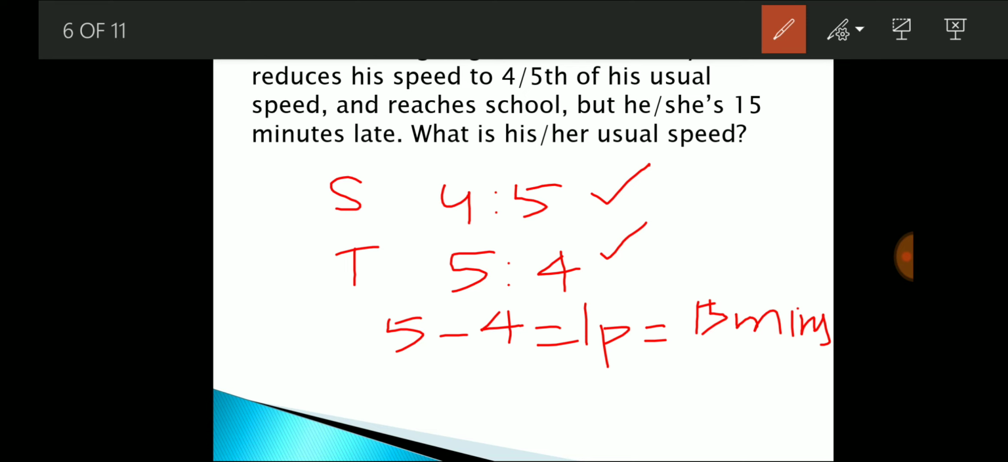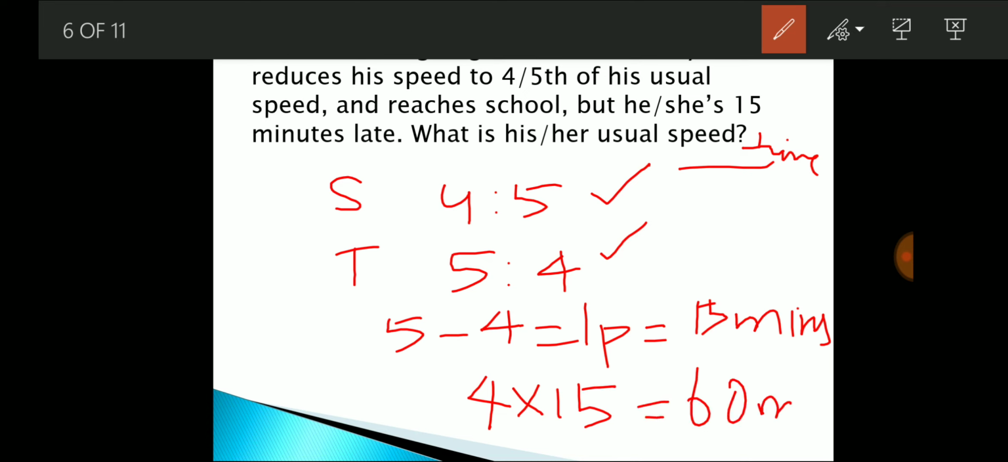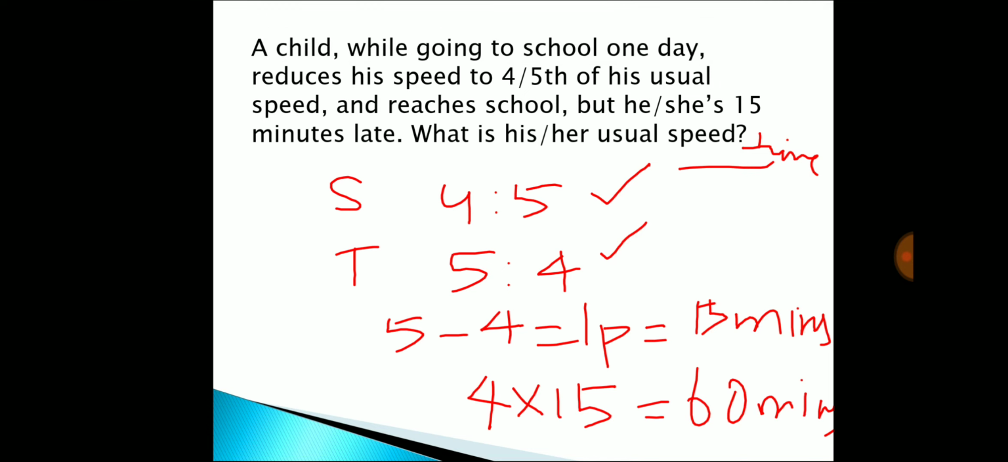So what is the usual time? It is not the speed. They're asking for the usual time. You can't find the speed here because there's no data given. They've asked for the usual time taken by him, which is going to be 4 parts of the time. So the answer is 4 into 15, which is nothing but 60 minutes. It takes 1 hour to finish that journey normally. That day he has taken 1 hour 15 minutes.